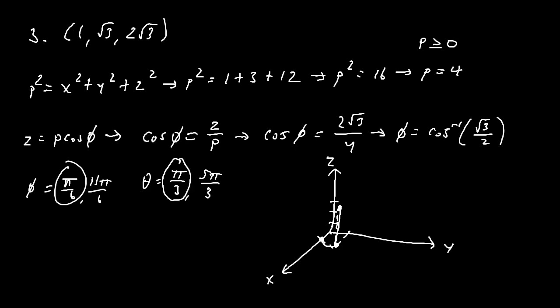So to write 1, square root of 3, 2 square root of 3 in spherical coordinates, we're going to write it as rho, which is 4, comma theta, which is pi over 3, comma phi, which is pi over 6. And so that's the final answer.